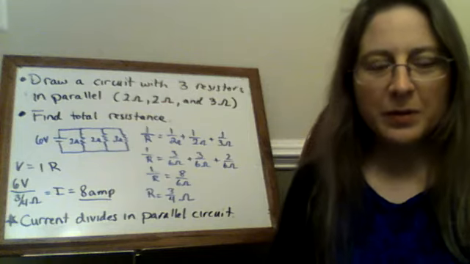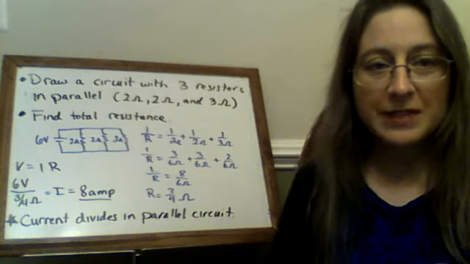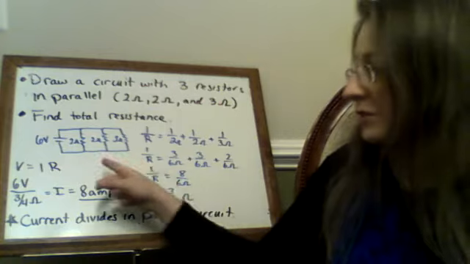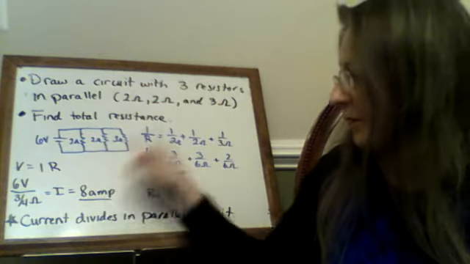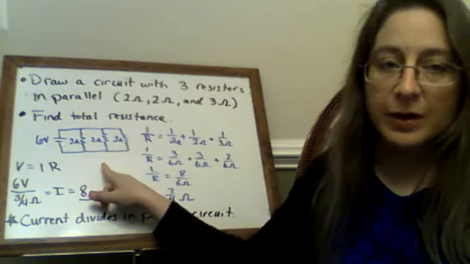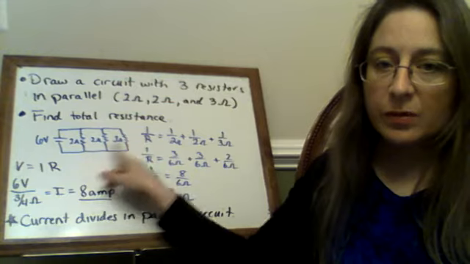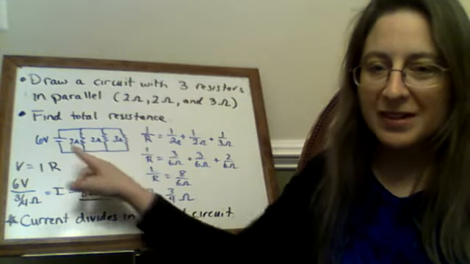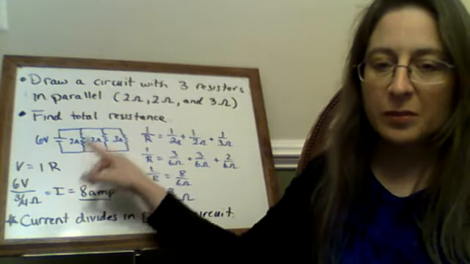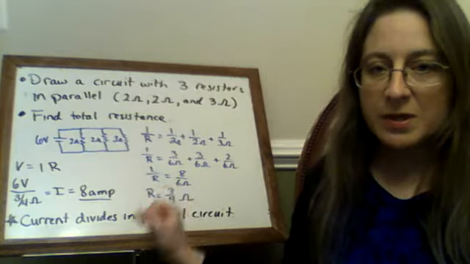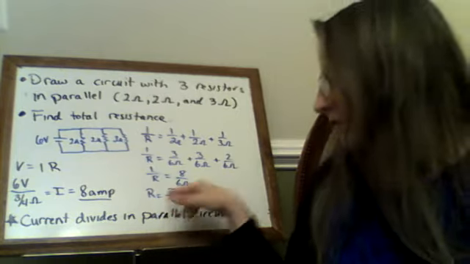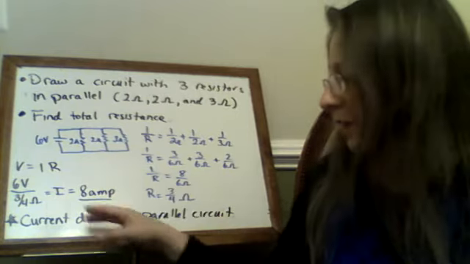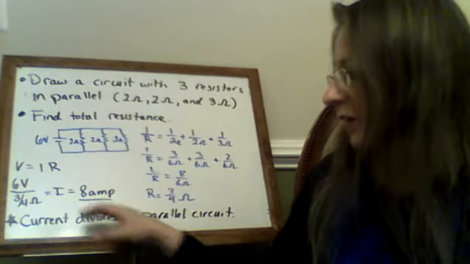Okay, we're back with part 2 of physics module 15. So we were supposed to find the current in this parallel circuit with a 6-volt battery and two 2 ohm and one 3 ohm resistor. And so we had already found the resistance of 3/4 of an ohm. Now we were going to find current.